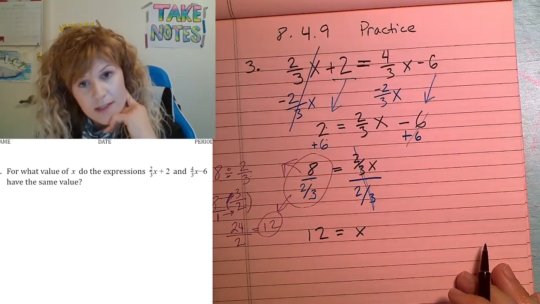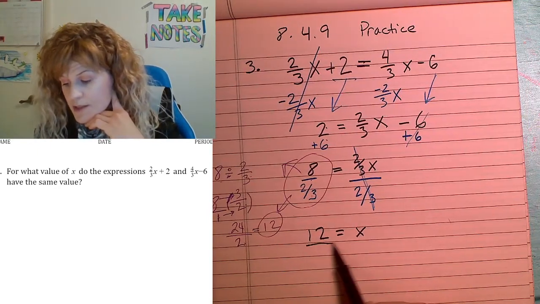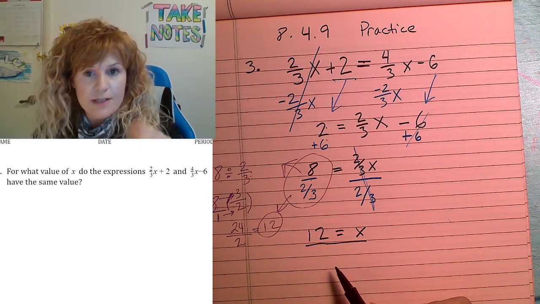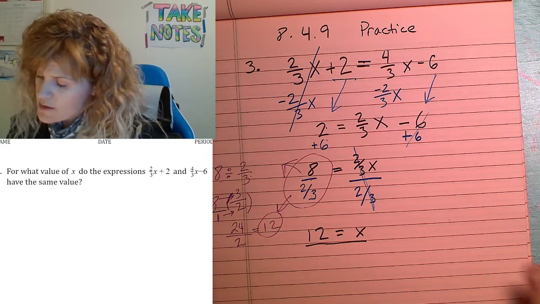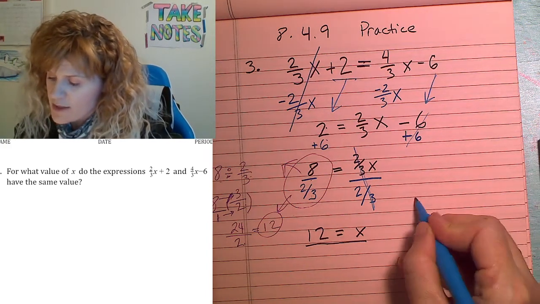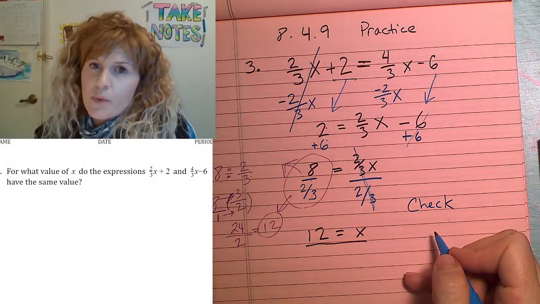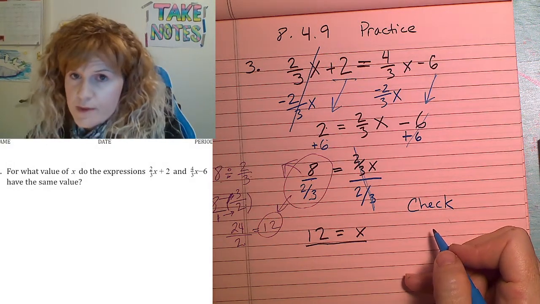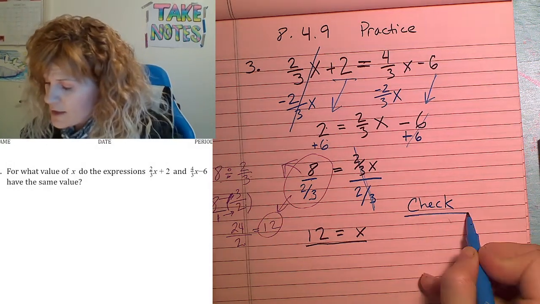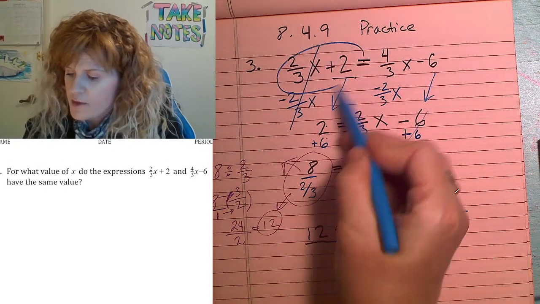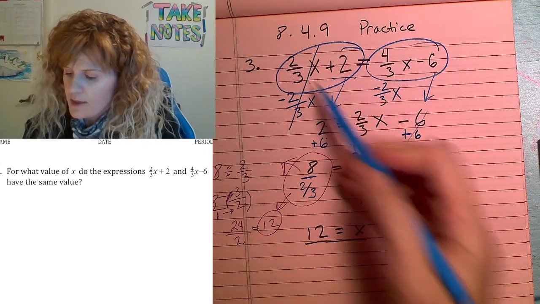Now, if I've done this correctly, then I can put x equals 12 back into those starting expressions and get the same answer. And this is really important. You must get in the habit of checking your work because you wouldn't want to miss points on your high school exams over some silly little mistake. So let's check our work. Here are the original equations. Let me start with the left side one.